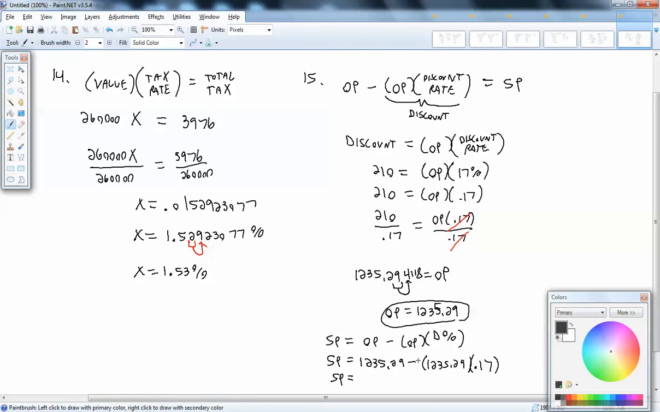So let's see what that gives us. 1235.29 minus 1235.29 times 0.17. And I get the sale price. The sale price was 1,025.29, rounded to 2 decimal places.